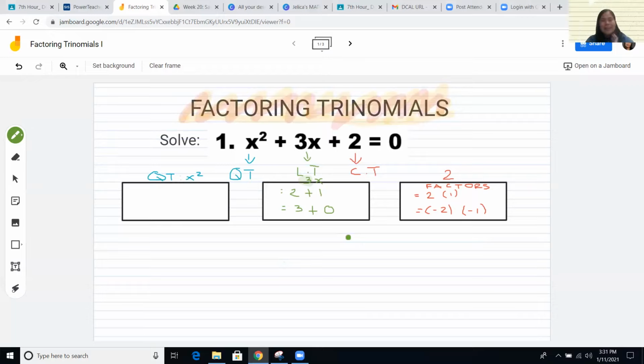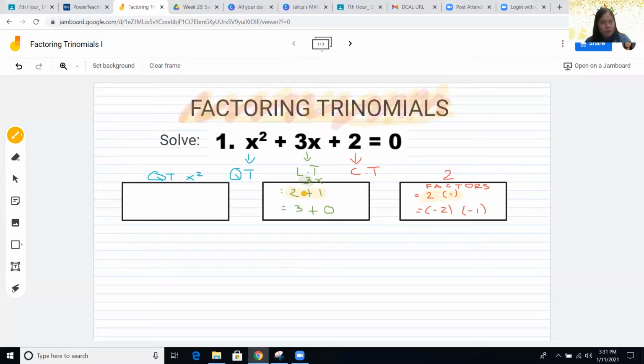Okay, and then for the next step, look at the common factors. Look for all the common numbers that satisfy the factors of the constant term and the addends of the linear term. Okay, so I can see the same numbers in here, which are 2, 1, and then 2, 1 in here. Those are the numbers that satisfy the constant term and the linear term.